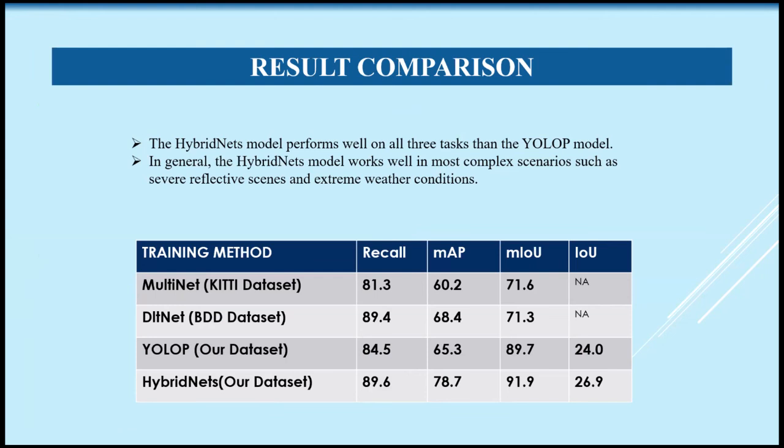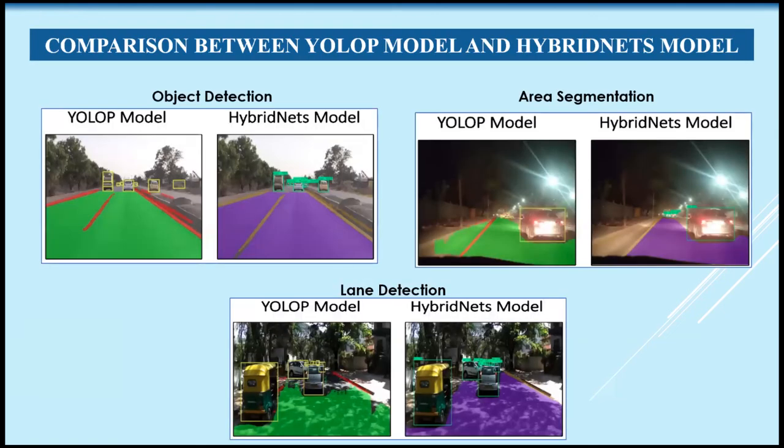And here we can see that for YOLOP we have recall of 84.5, while for HybridNet it is 89.6. And for the segmentation tasks also, the HybridNet model performs well. So it is concluded that the HybridNet model performs well on all the 3 tasks for the custom dataset that is generated.